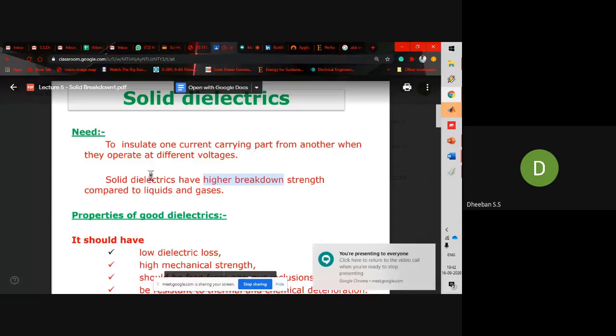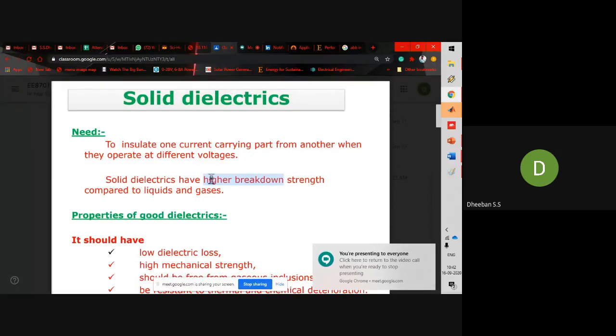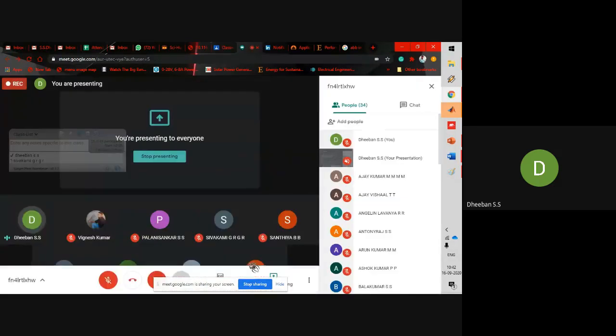That is, solid dielectrics have a very high dielectric breakdown strength when compared to the other medium. When you are comparing to the other medium, it will have a very high dielectric strength.